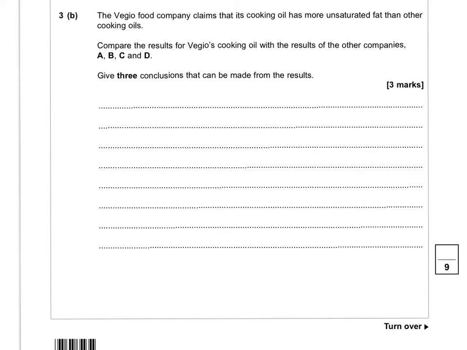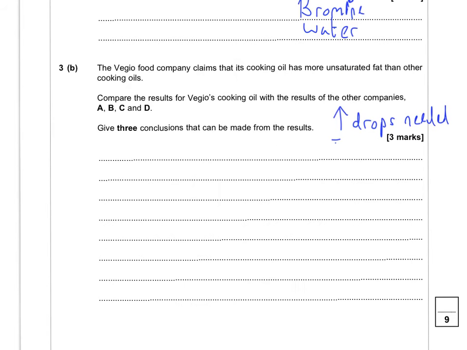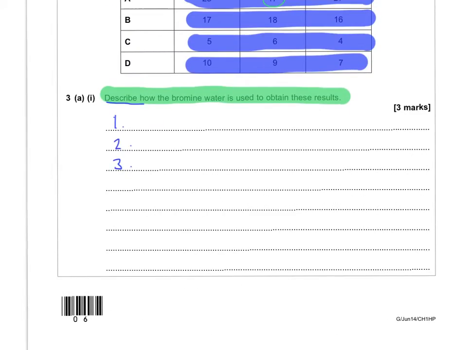Okay. So, for this, really, we need to know something that should be quite straightforward, but we might not know. Okay. So, more drops needed equals more unsaturated fats. So then we're going to look up at the table and we're going to compare them.